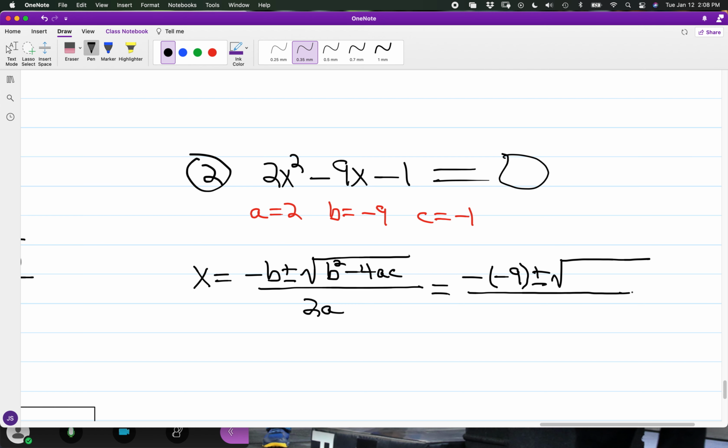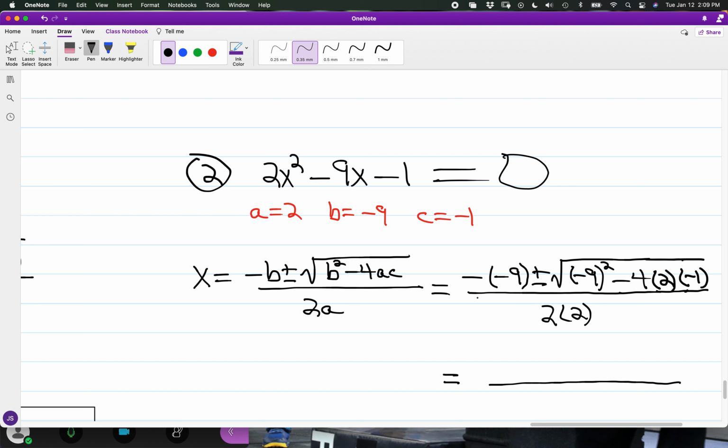And we have plus or minus the square root. Now for b squared, we have negative 9 squared, and you have minus 4ac, so minus 4 times a, where a is 2, times c, which is negative 1. And we have all over 2a, which is 2 times 2. This display is just the direct substitution. Now, the opposite sign of negative 9 translates to a positive 9.